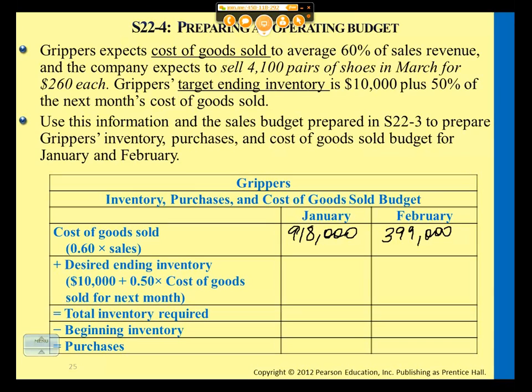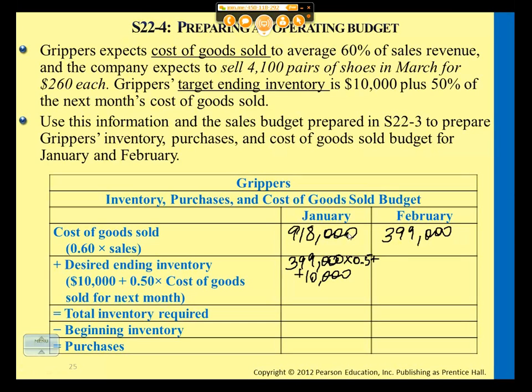How did you find that? I multiplied 5 times February's cost of goods sold. And what is February's cost of goods sold? 390. Oh, the next one. That's right. So we took 399, we multiplied it by 0.5, and then we added 10,000.